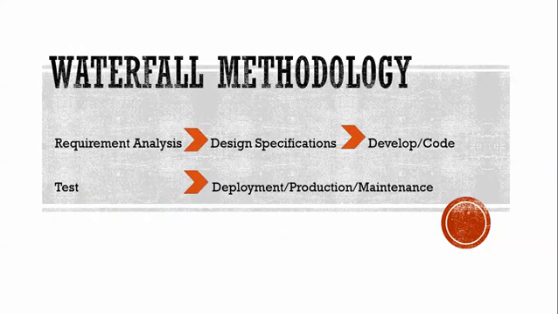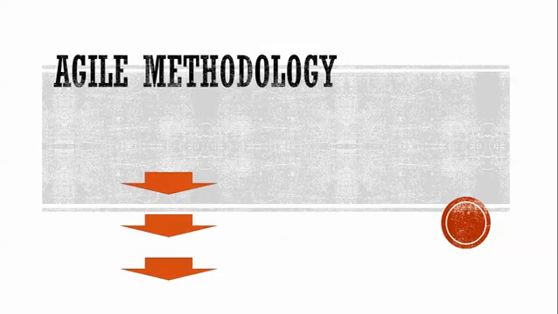So how the waterfall methodology works is very straightforward. Just like the standard SDLC, it takes the requirements, designs the specification, develops the code, and at the end the testing comes in and it goes to production and maintenance. Okay, but how is agile different from waterfall methodology?